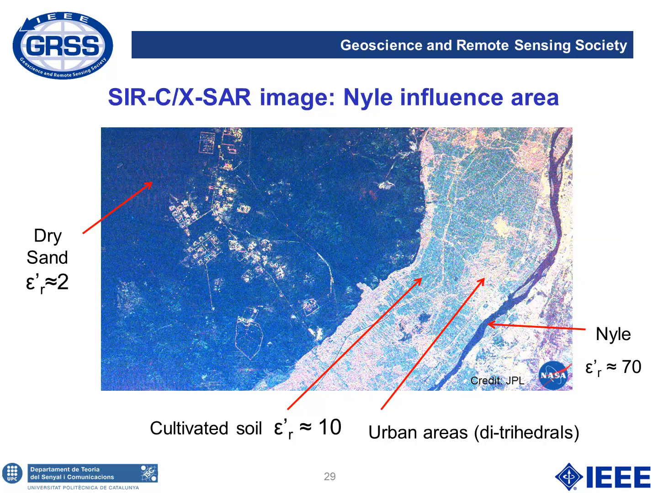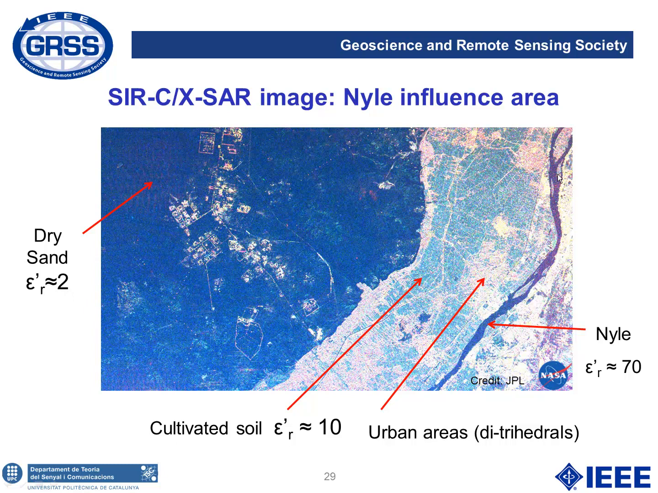Okay, let's take a look in practice at a radar image, in this case synthetic aperture radar images, which were obtained by the Shuttle Imaging Radar mission. The image corresponds to the Nile influence area in Egypt. And what we can see here is that part of this image corresponds to sand, so dry sand. In the case of dry sand, the permittivity of this material is very low. It's quite close to air, almost 2.